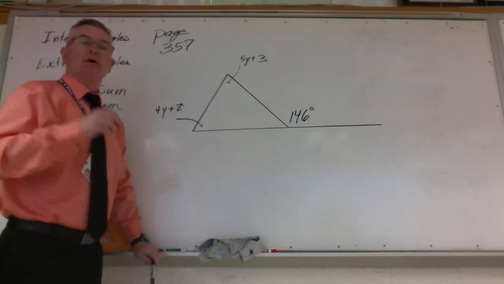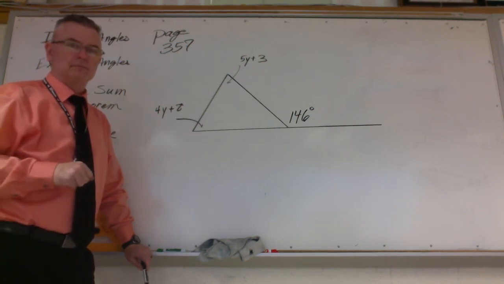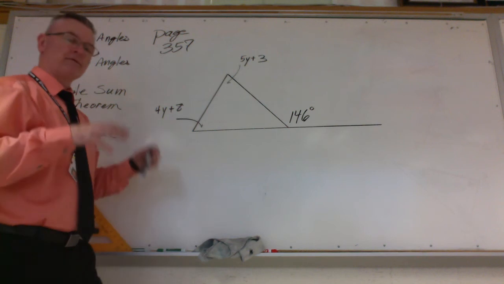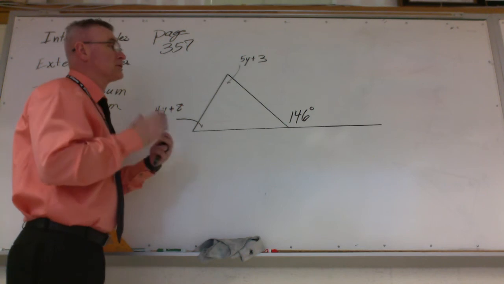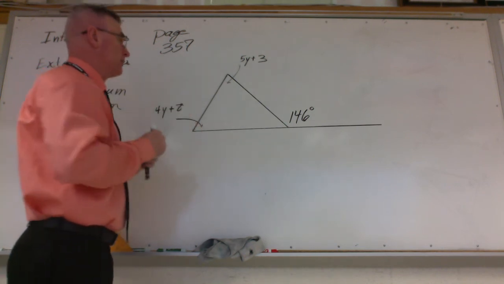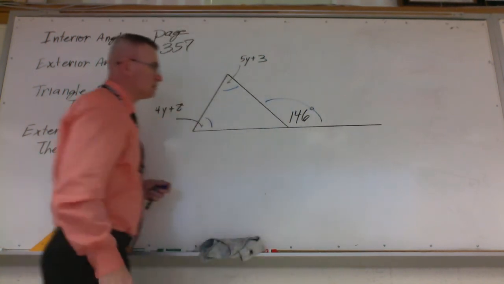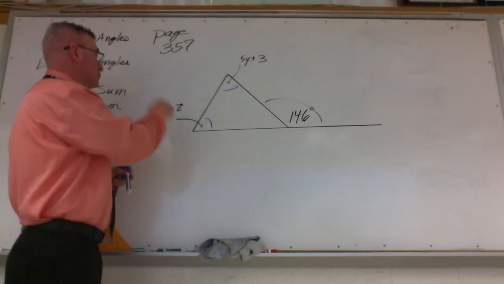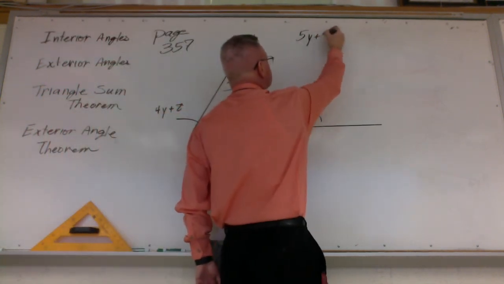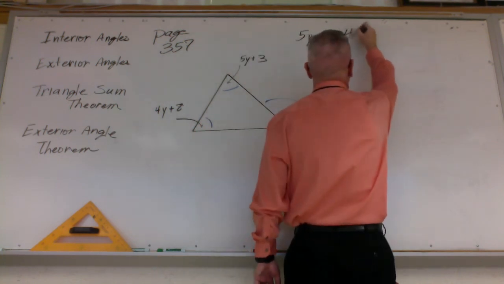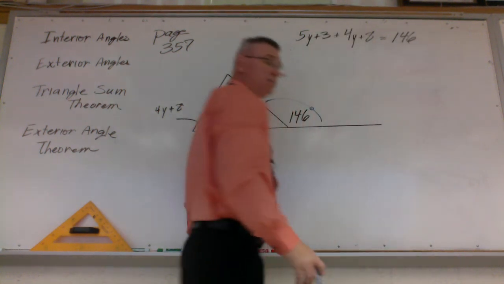What we want to do is solve for y and then figure out what these all three angles are. Okay? So go ahead and try it for yourself now. I'll be here when you get back. All right, first steps. What do we know? Well, we know from the exterior angle theorem that these two together equal this one. So we're going to set those two up to equal that. And that is 5y plus 3 plus 4y plus 8 equals 146.